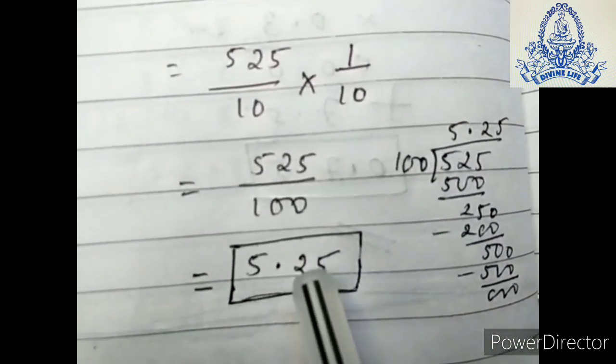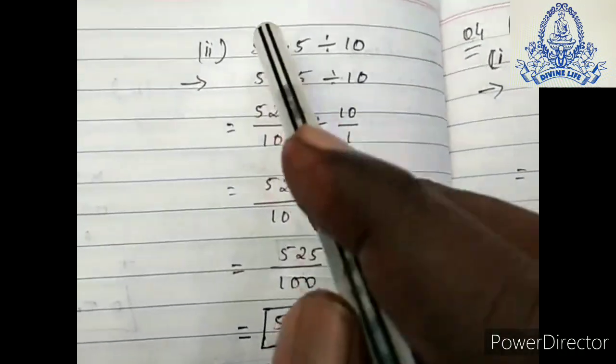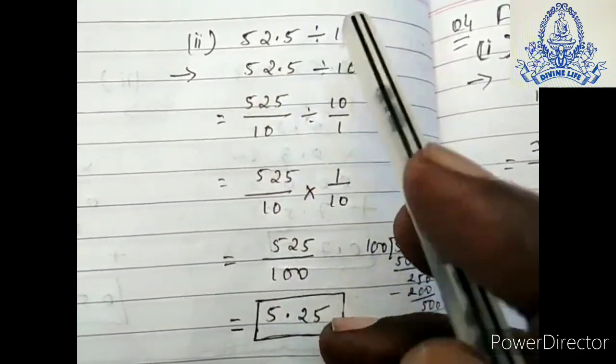We will change the sign from division to multiplication, and the denominator will become numerator and numerator will become denominator, as always, there is a rule. So 10 upon 1 will become 1 upon 10. 525 upon 10 multiplied by 1 upon 10. 525 times 1 is 525, 10 times 10 is 100. So 525 divided by 100 gives 5.25. So your final answer is 5.25 after dividing 52.5 by 10.